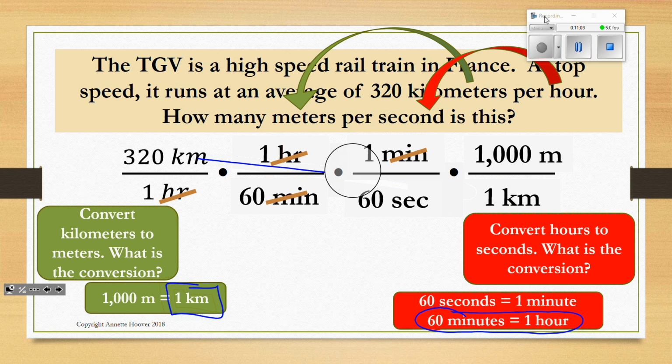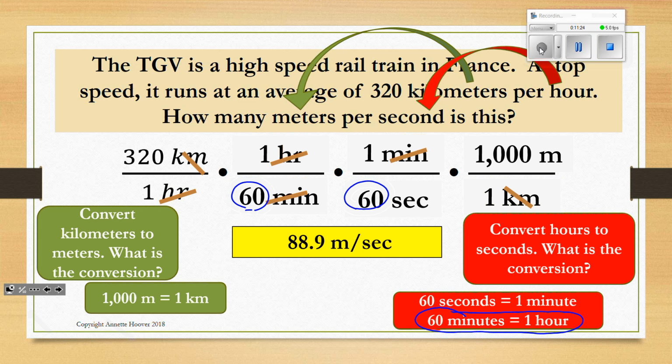Now we're going to multiply everything on top together. So we're going to multiply 320 times 1 times 1 times 1,000. And then we're going to divide it by 3,600, which is 60 times 60. And when you do that with your calculator, you find out that it is 88 9/10 meters per second.